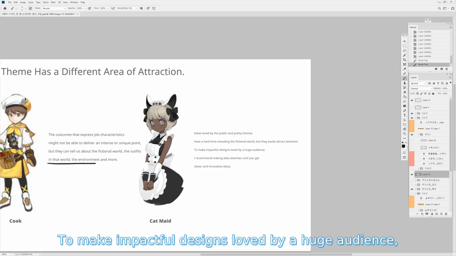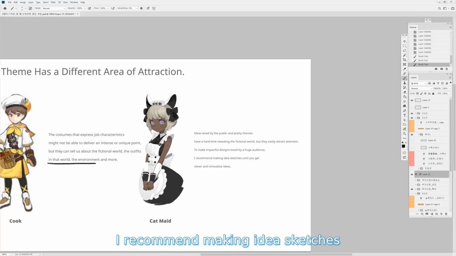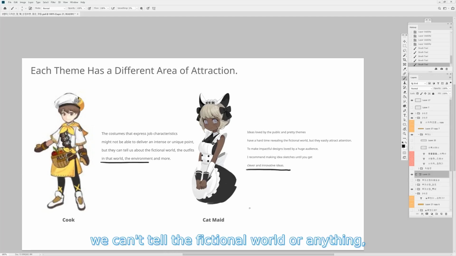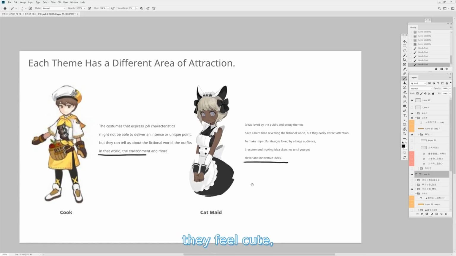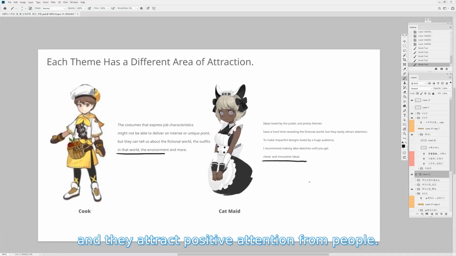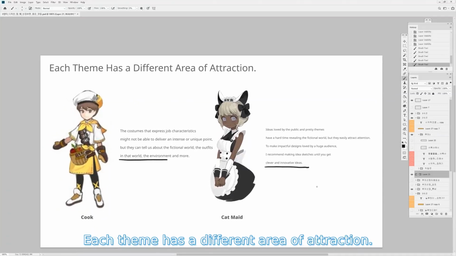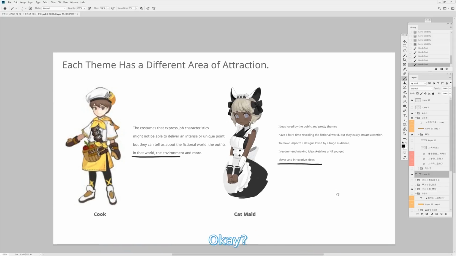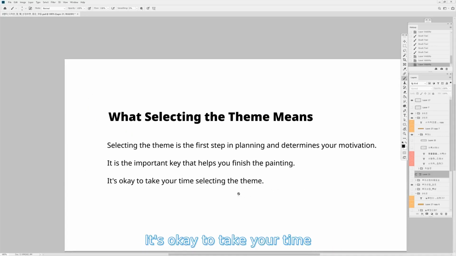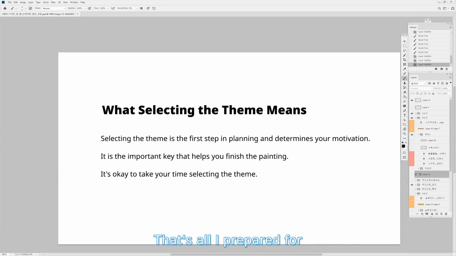To make impactful designs loved by a huge audience, I recommend making idea sketches until you get clever and innovative ideas. With this cat made, we can't tell the fictional world or anything, but these design points, they feel cute, and they attract positive attention from people. Each theme has a different area of attraction. Depending on what you want to draw, you should select different themes accordingly. Okay? So, it's okay to take your time selecting the theme. It's very important. That's all I prepared for selecting visual themes.